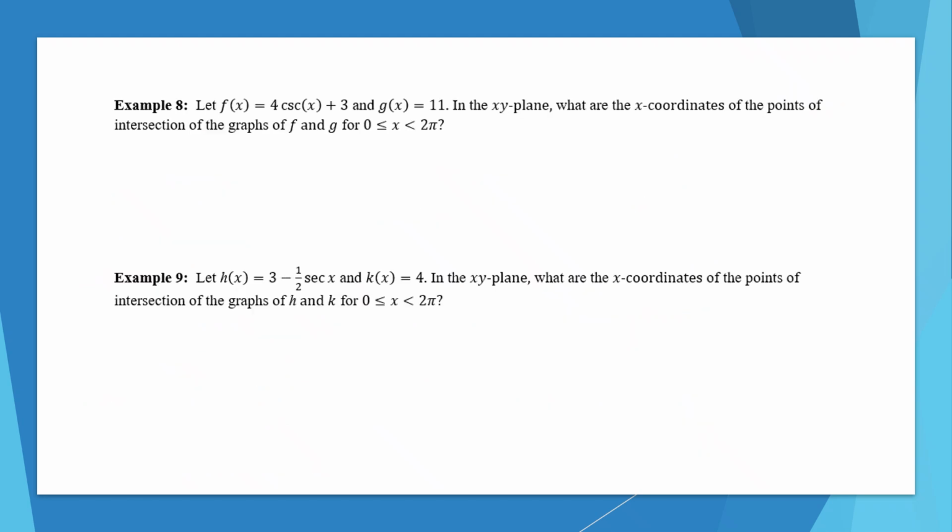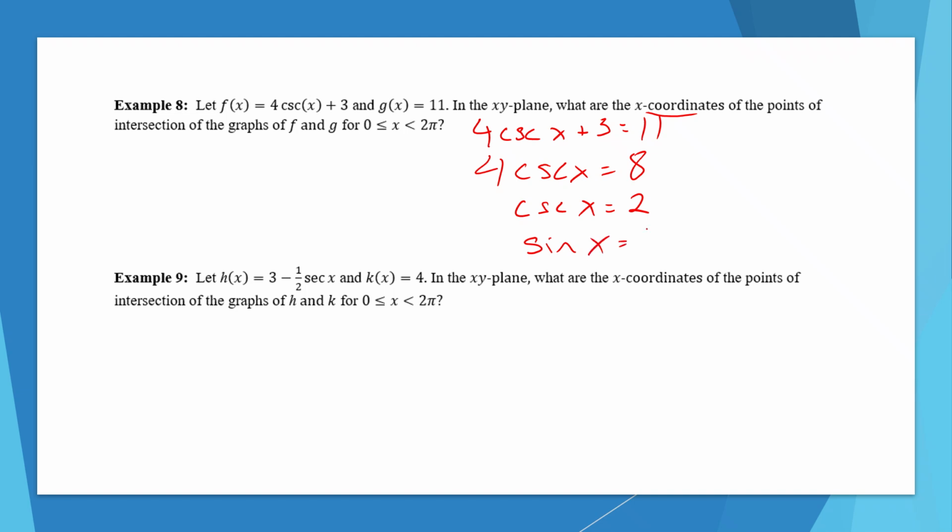All right, example number 8, we have 4 cosecant x plus 3 equals 11, and we want to find the x coordinates of the intersection points. So basically set the two equations equal and solve for x. I'm going to subtract 3 from both sides to get 8, divide both sides by 4 to get 2, and then take the reciprocal of both sides. So sine of x equals 1/2. Here, remember, it's just +1/2. You're looking from 0 to 2 pi. So x should be pi over 6, and then 5 pi over 6.